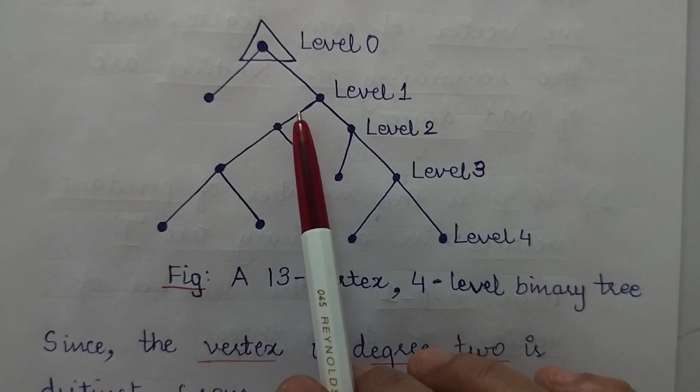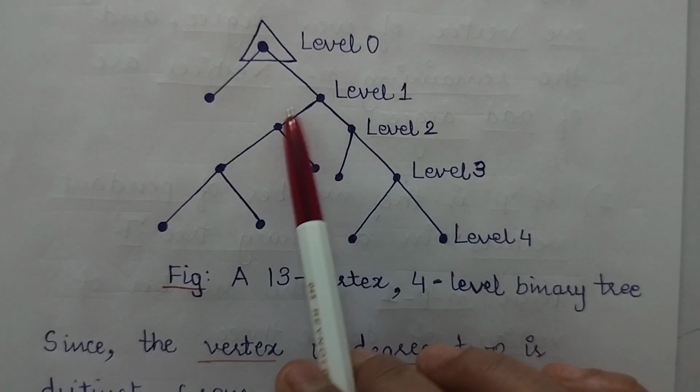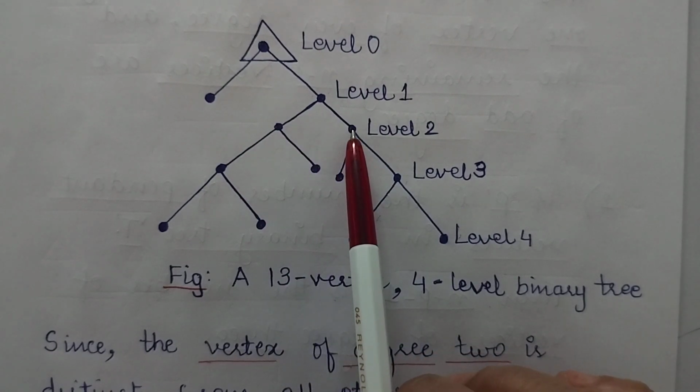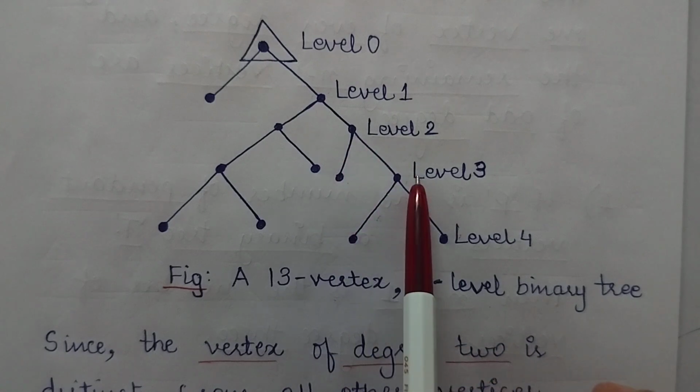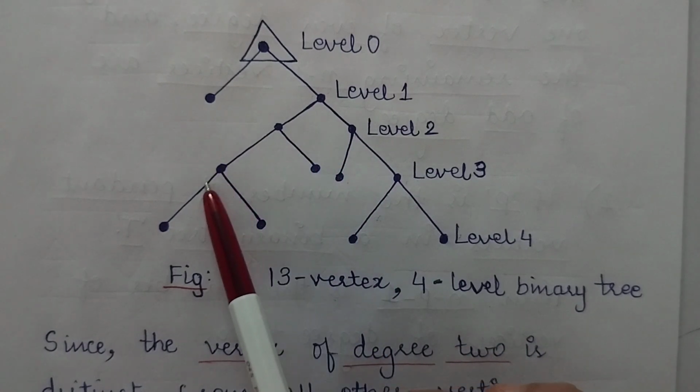Rest all other vertices will either have degree 3 or 1. If you see this vertex, it has degree 1, 2 and 3. If you look at this vertex, it has degree 1, 2, 3. This one too has degree 1, 2, 3. Then if you look at this particular vertex, it has degree 1, 2 and 3.